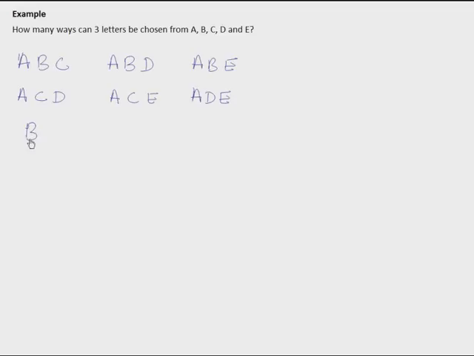Let's move on. B, C, D, B, C, E, B, D, E. Now the B is also taken care of. There's just one triplet left. C, D, E. So we again see that we have 10 ways of choosing 3 letters out of 5 distinct letters.